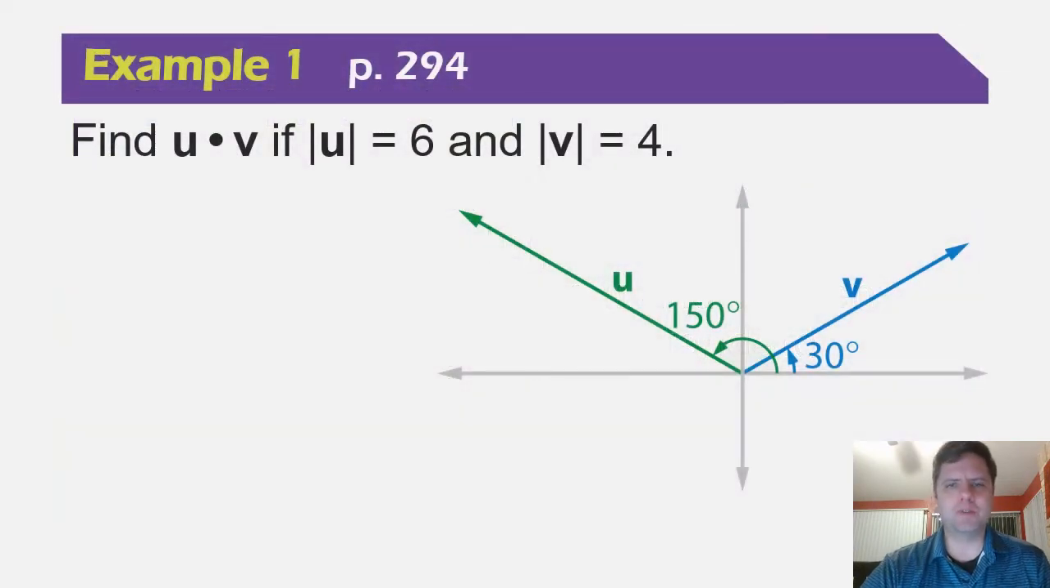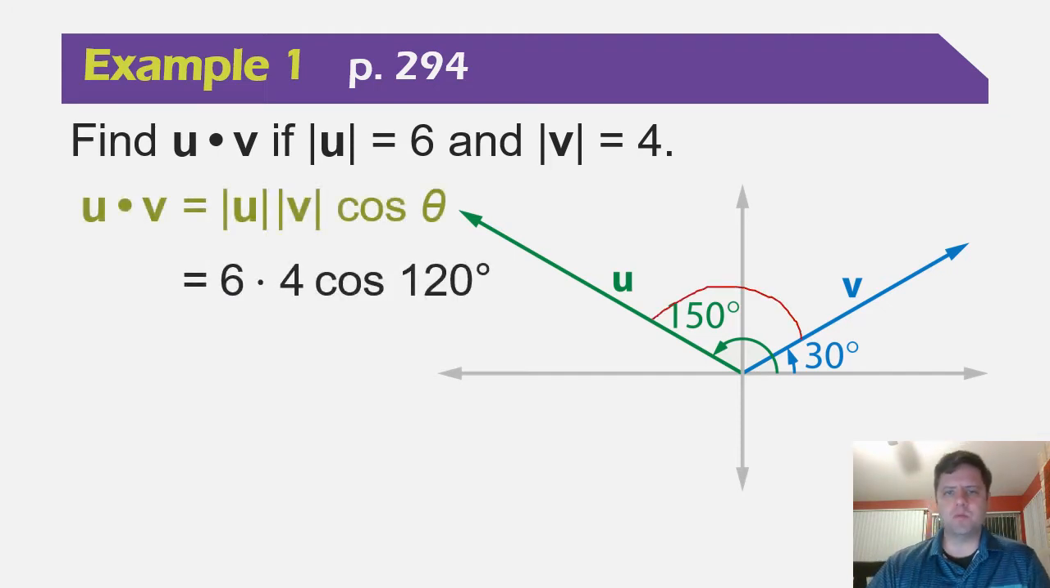So in example 1, we see a quick example of doing this. Find u dot v if the magnitude of u is 6 and the magnitude of v is 4. Note here that the angle of v is 30 and the angle of u is 150 in standard position. So we need the angle in between these two, which we know would just be 120, right? We subtract the 30 from the 150.